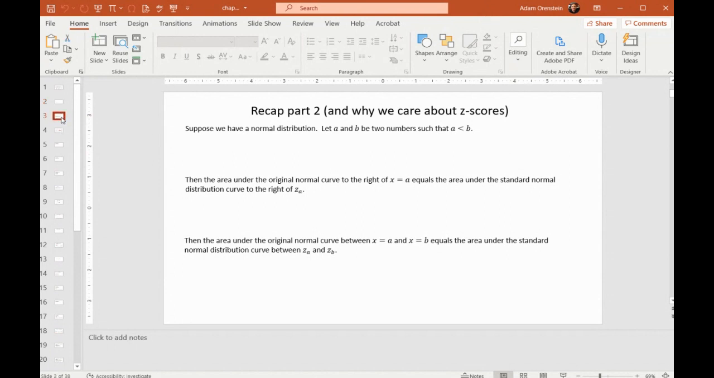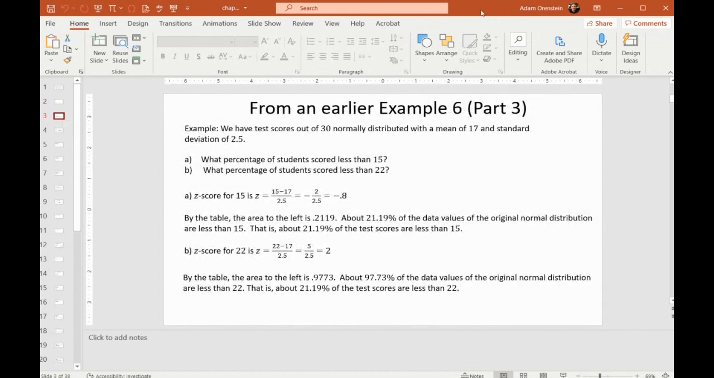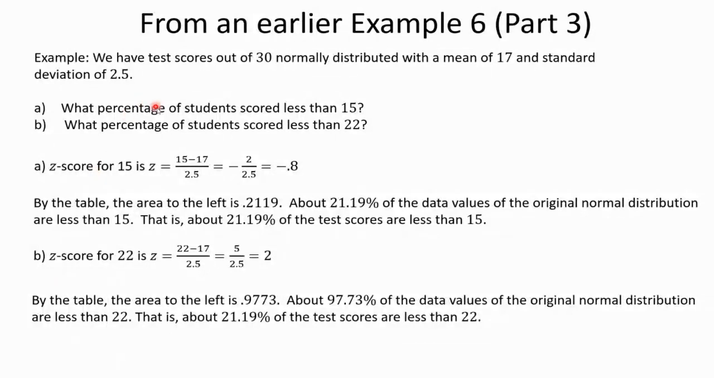All right. So this is actually from an earlier example. Suppose we have test scores. I gave a test in class or something. The test is out of 30. It turns out the test scores are normally distributed with a mean of 17. The standard deviation, let's say, is 2.5. And let's say we want to know what percentage of students scored less than 15. In other words, what percentage of the test scores are less than 15?